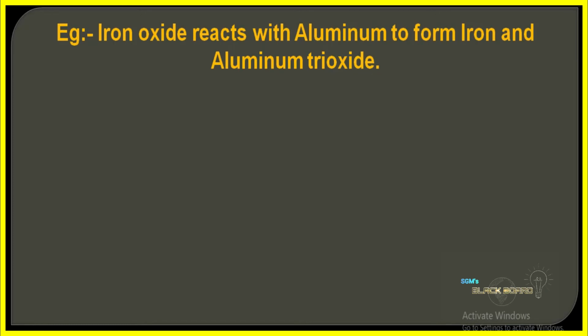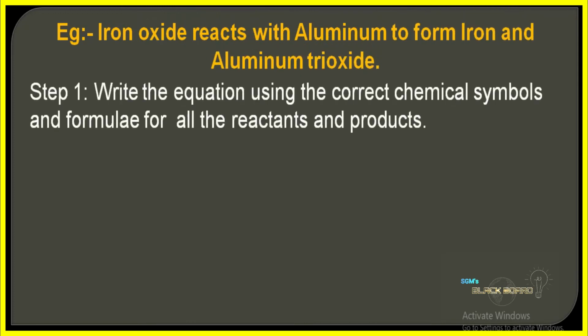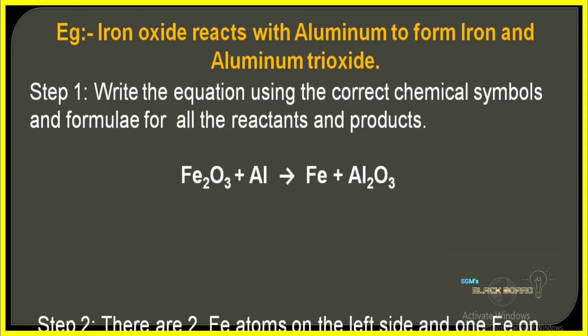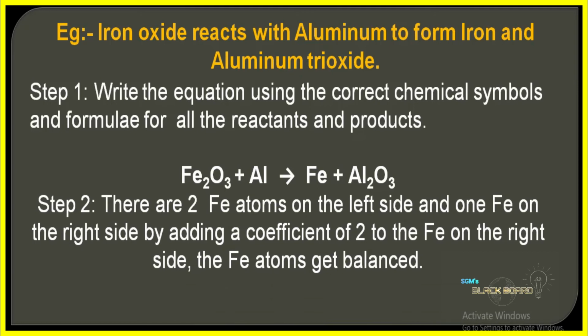Let us see one more example. Iron oxide reacts with aluminium to form iron and aluminium oxide. In step 1, we need to write the unbalanced or skeleton equation by taking the correct chemical symbols and formulae. So here, iron oxide Fe2O3 plus aluminium Al gives iron Fe plus aluminium oxide Al2O3. Now, we need to balance first the one which consists of more atoms. Here in Fe2O3 and Al2O3, the same number of atoms are present.